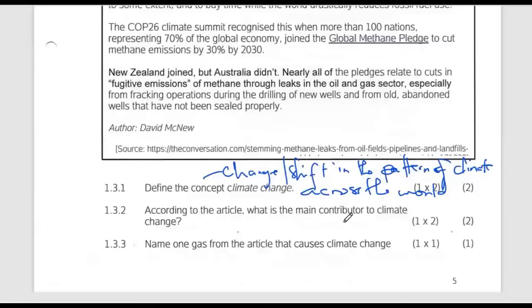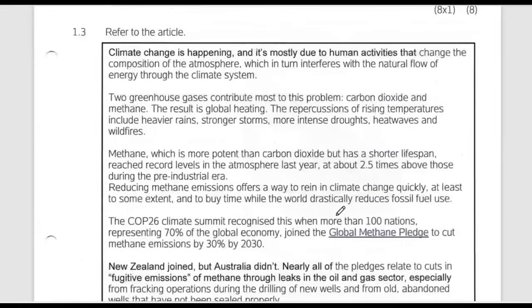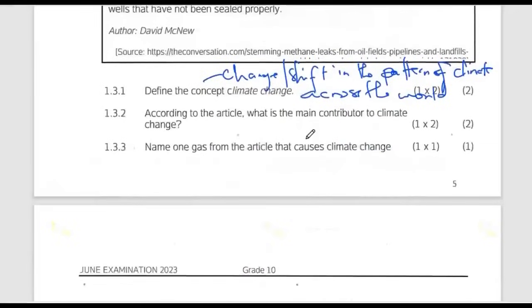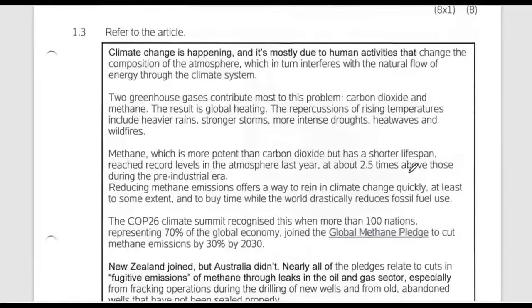Then according to the article, what is the main contributor to climate change? According to this article, what is the main contributor to this problem of climate change? If we check through, you tend to find that in the text, whatever is being explained is attributed to human activities. Human activities contribute towards climate change in a number of ways. People do activities that release greenhouse gases like carbon dioxide and methane into the atmosphere. And that results in global warming, and that is a contributing factor to climate change.